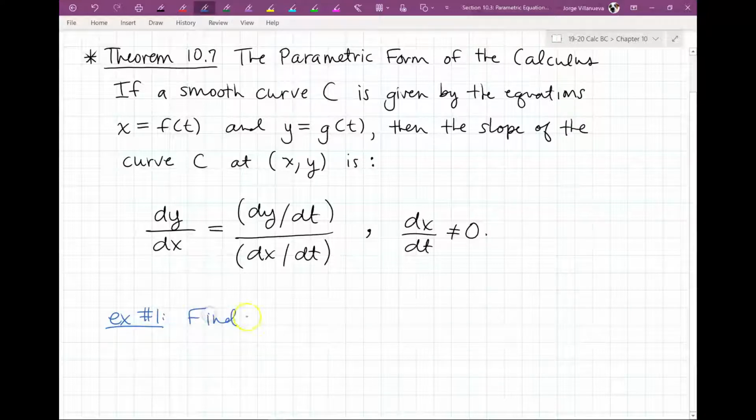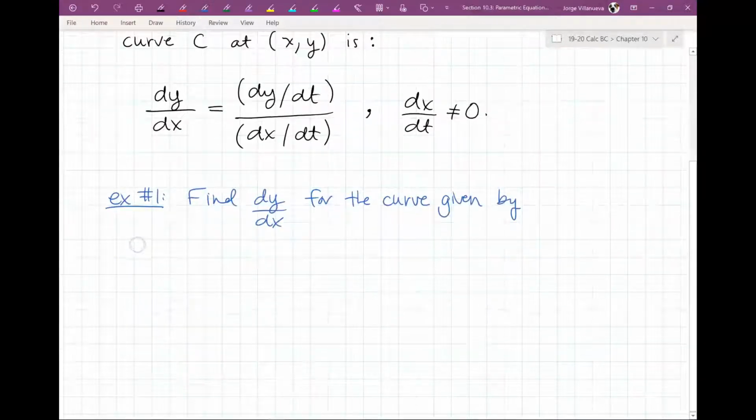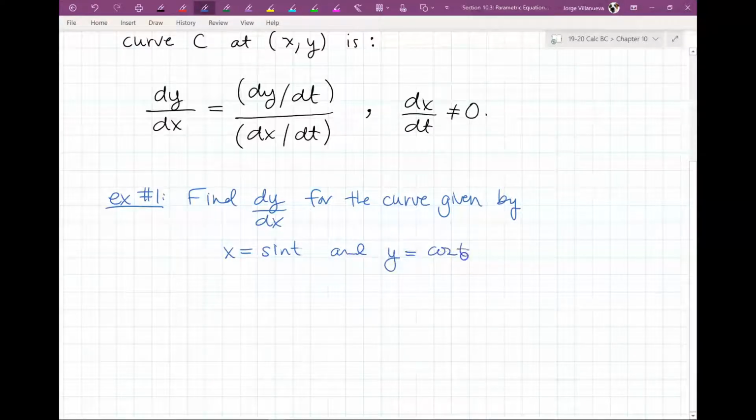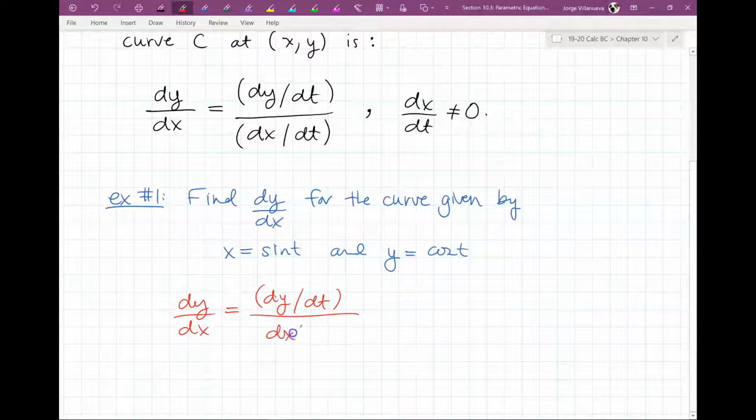So we're going to find dy dx for the curve given by, and here's the function they're giving us, x equal to sine of t and y equal to cosine of t. So those are our two functions, x and y, and they want us to find dy dx. So I'm just going to write down the definition again, just for the sake of having it there. So there's dy dt, and here's dx dt.